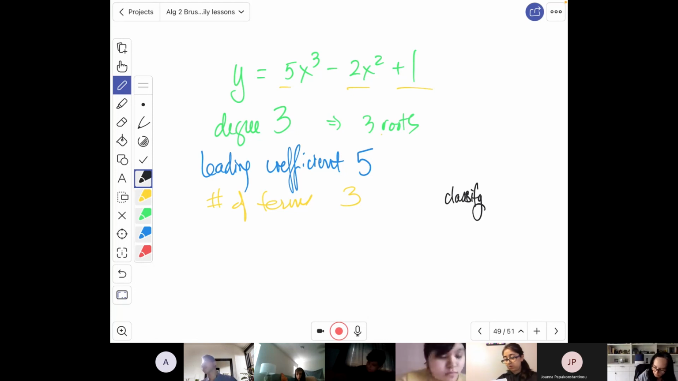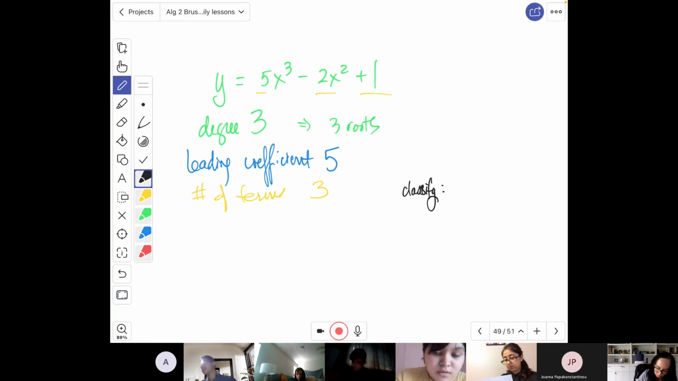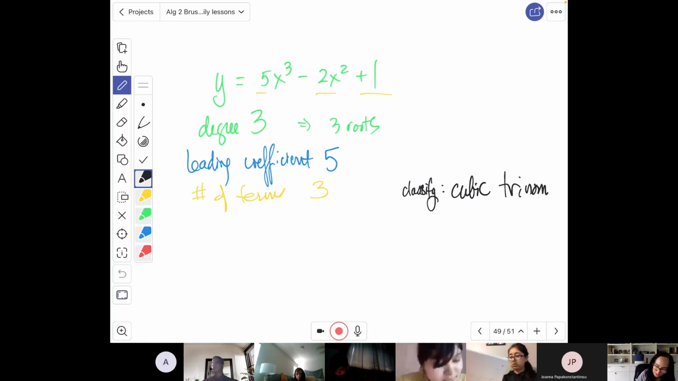Since it's degree 3 and I have 3 terms, how would I classify this? Since the degree is 3, we would call it what type of polynomial? Degree 1 is linear, degree 2 is quadratic, degree 3 is cubic. Yes. Beautiful, Natalie. And since it has 3 terms, what do we call a polynomial with 3 terms? Trinomial. Yes, it is. Natalie, you're on a roll.